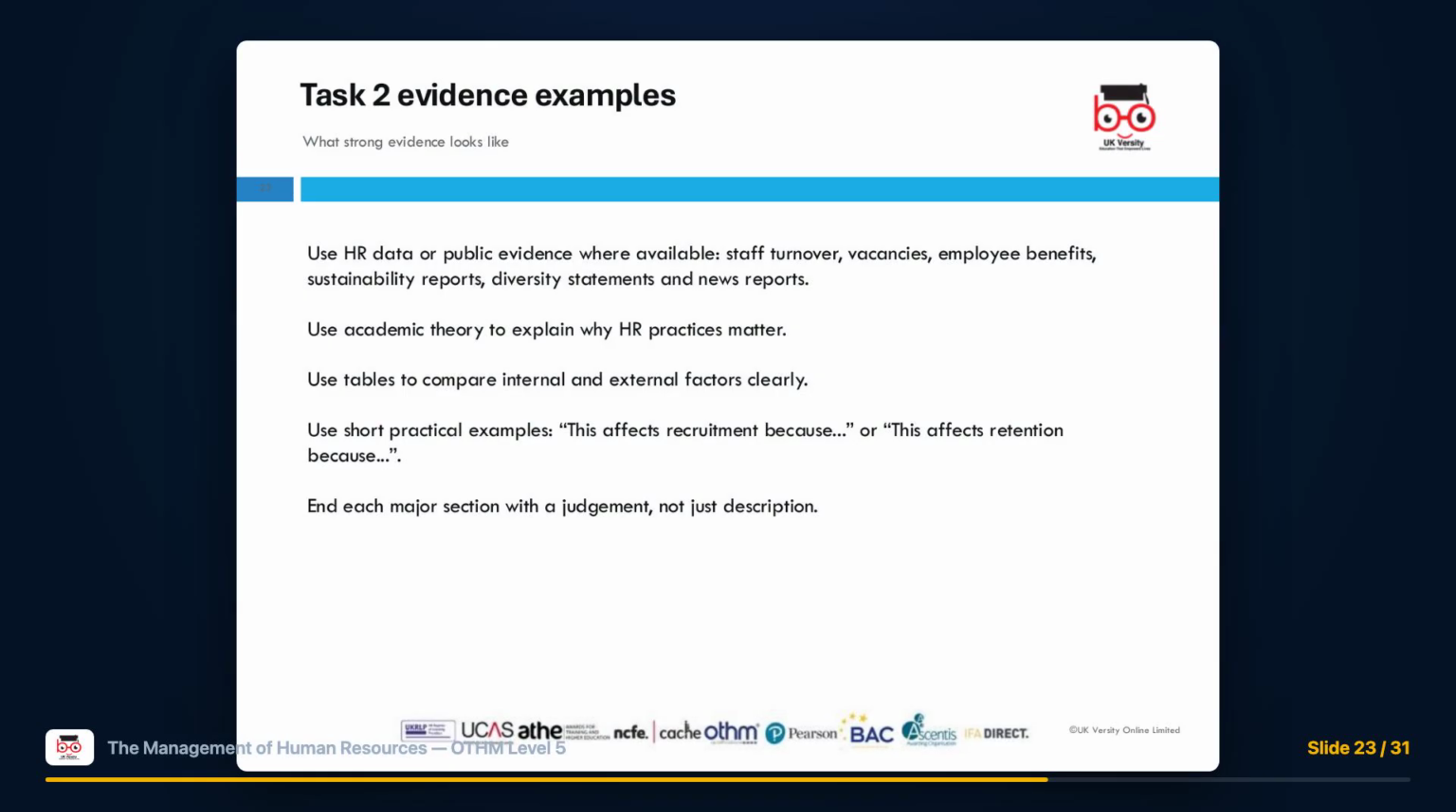Here's what strong Task 2 evidence looks like. Use HR data or public evidence where available, such as staff turnover, benefits, sustainability reports, and diversity statements. Use academic theory to explain why HR practices matter. Use tables to compare internal and external factors clearly. Use short practical examples, like this affects recruitment because, and end each major section with a judgment, not just description.